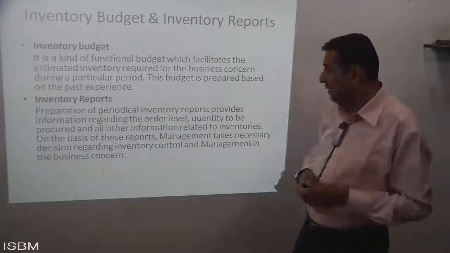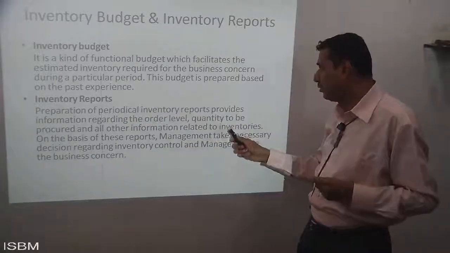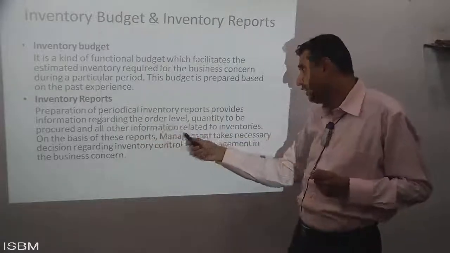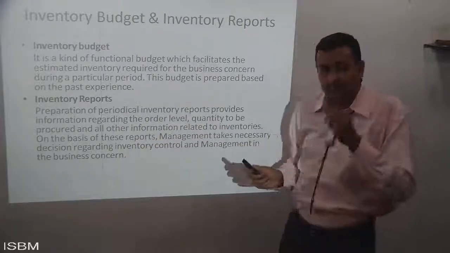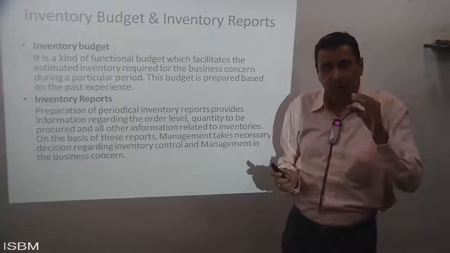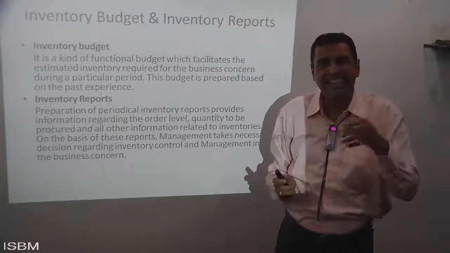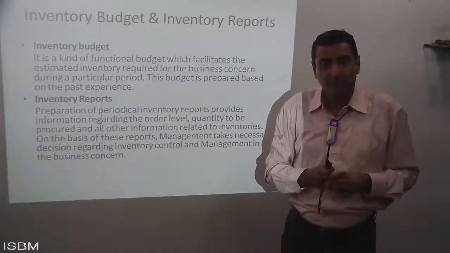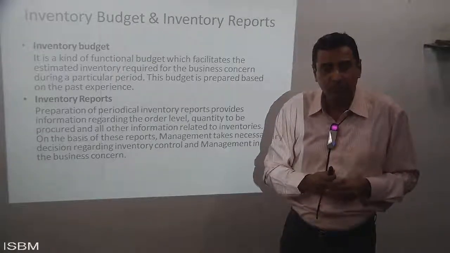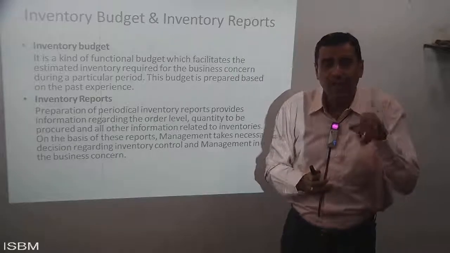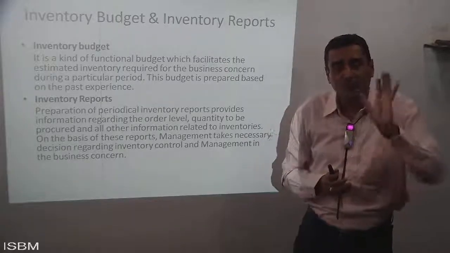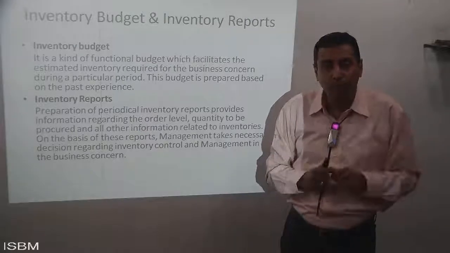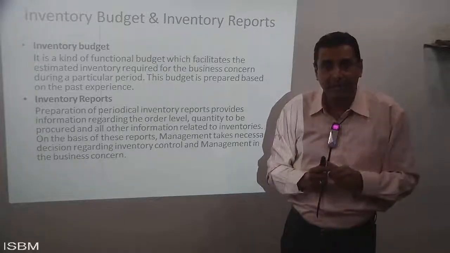Inventory reports. Preparation of periodical inventory reports provides information regarding the order level, quantity to be procured, and other information related to inventory. Nowadays, lots of companies have an ERP, which is called an Inventory Management System. What does this Inventory Management System do? It throws out reports on a periodical basis. What level of inventory are we having? Are they slow moving or non-moving, or are they fast moving items?